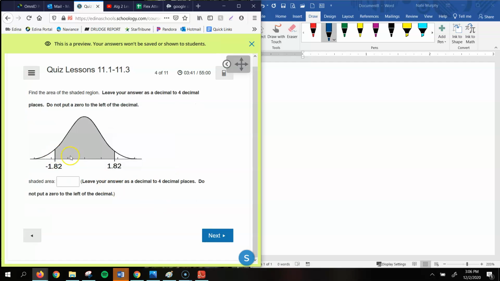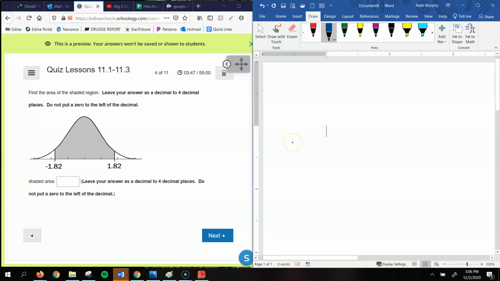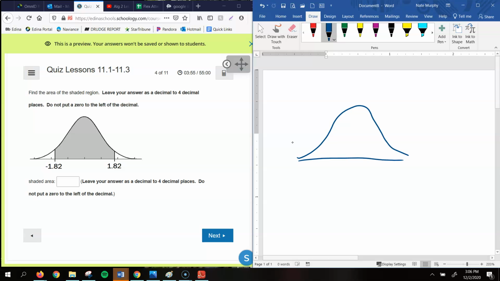All right, so here's another one. Now we could use our table for this, or you could use your calculator. Now to be honest, it'd be easier to use your table on this one. I'll show you how to use your calculator on a different one though, but I'll show you how to use your table. So this one we have between 1.82 and negative 1.82.